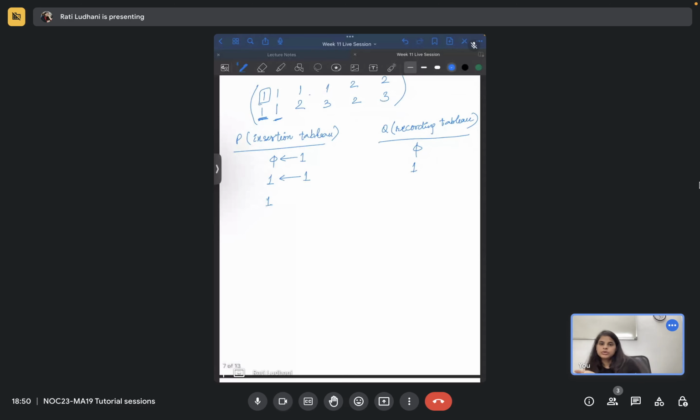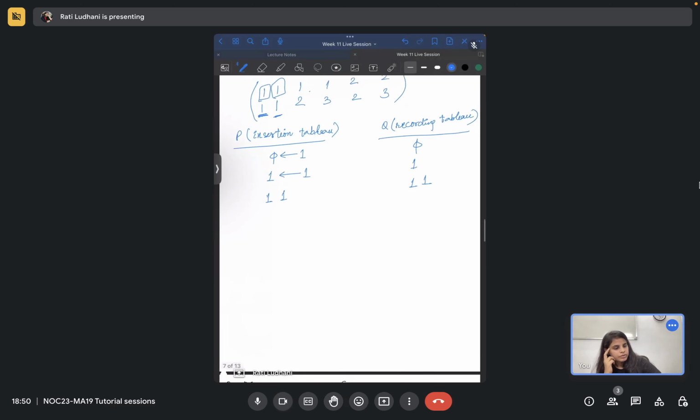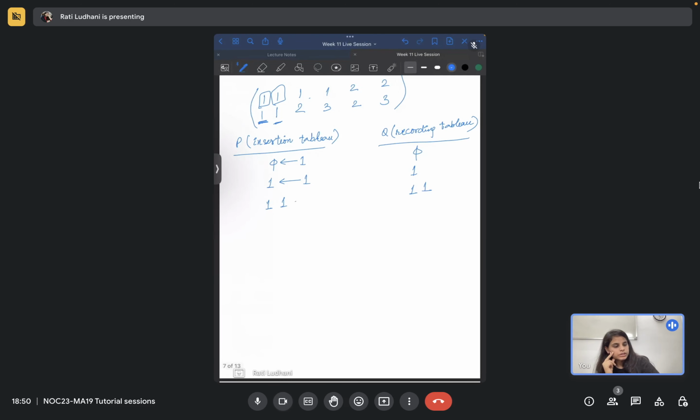If that is not the condition, then we'll just add the extra box. So 1 1, and then in the recording side, what will we get? 1 was already there, and the row number is 1, so this is 1. Now you insert the next number. Next number is 2. So you insert 2.